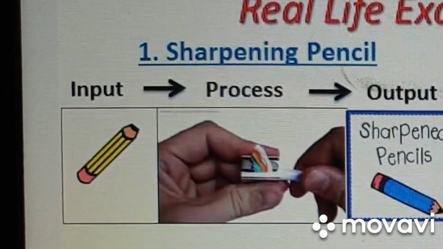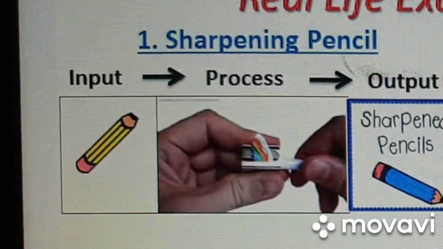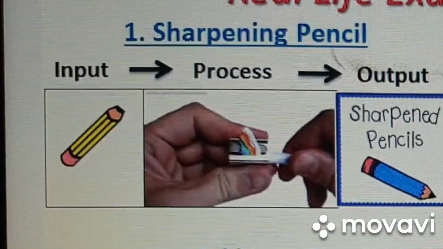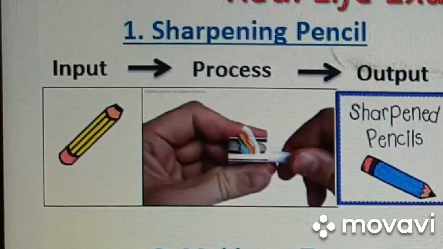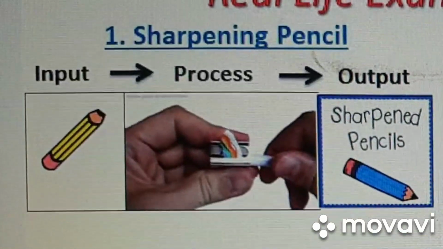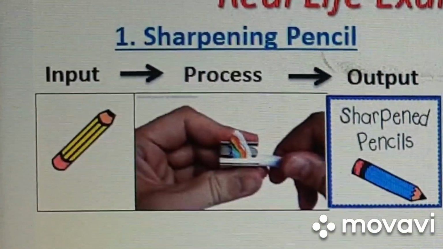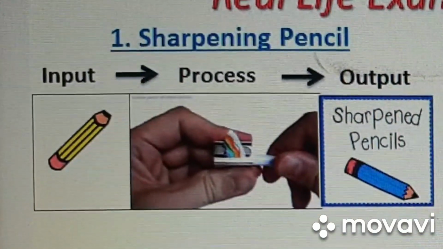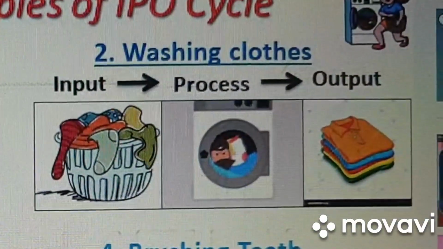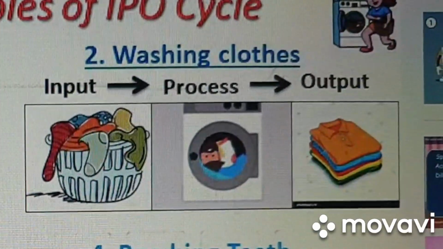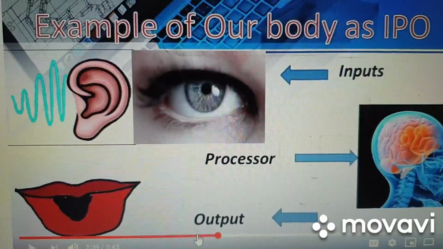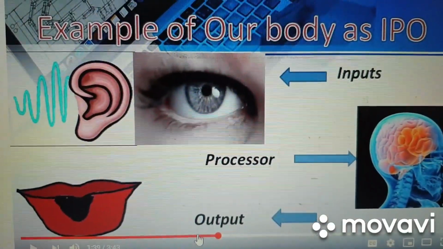So let us understand the IPO cycle with some more examples, like sharpening a pencil. In this example, input is the blunt or unsharpened pencil. Process is sharpening the pencil with a sharpener. And the final output is the sharpened pencil. Similarly, in a washing machine, input is the dirty clothes, process is the cleaning of the clothes, and output is the cleaned clothes. So children, do you understand the IPO cycle with these examples?